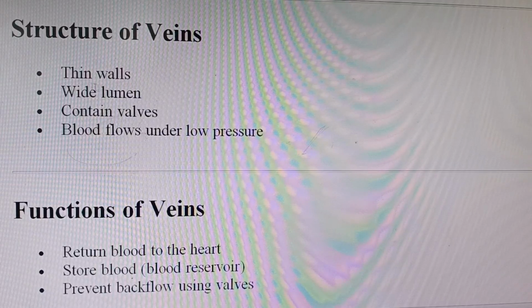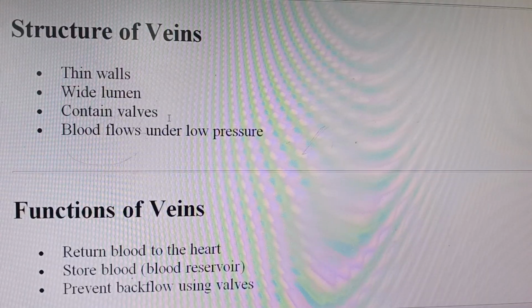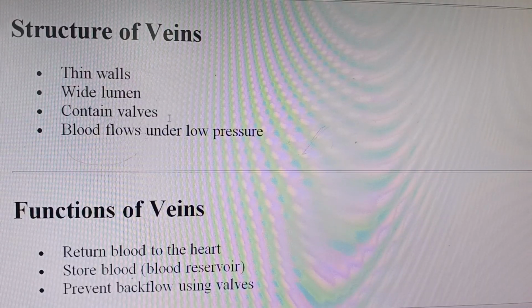Veins consist of thin walls, and inside the veins a wide lumen is present. Lumen is nothing but a gap or space, and inside the veins valves are present. Valves act as a door which allows the blood to flow in a single direction, and blood flows under low pressure inside the veins because of less amount of blood flowing through the big space inside the veins.